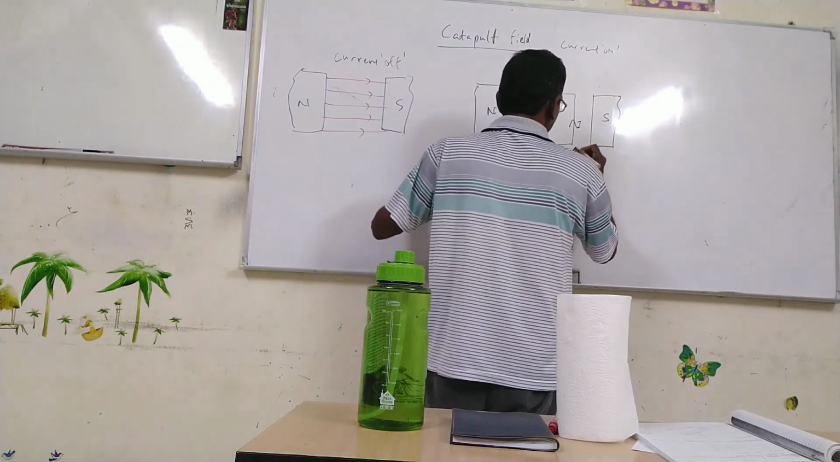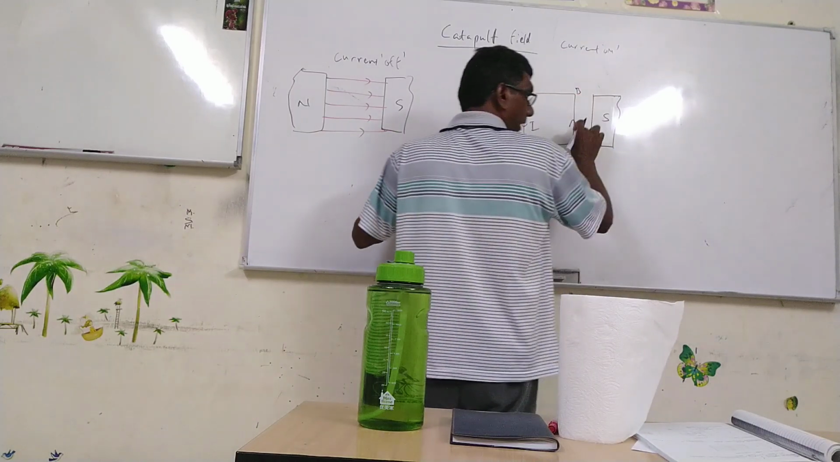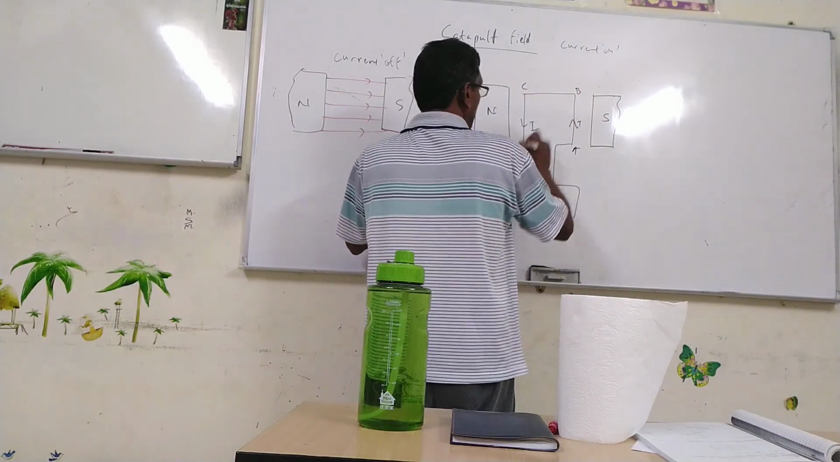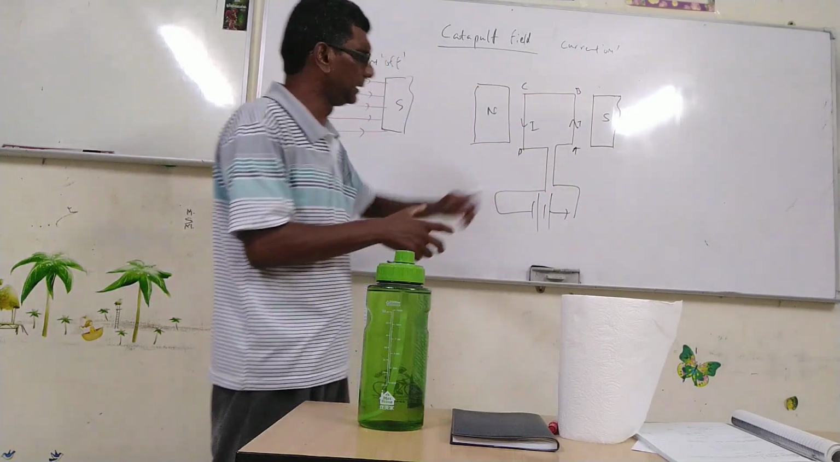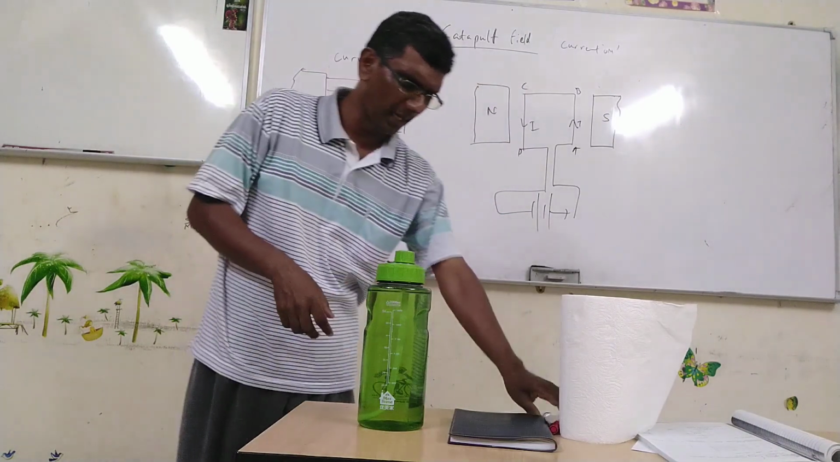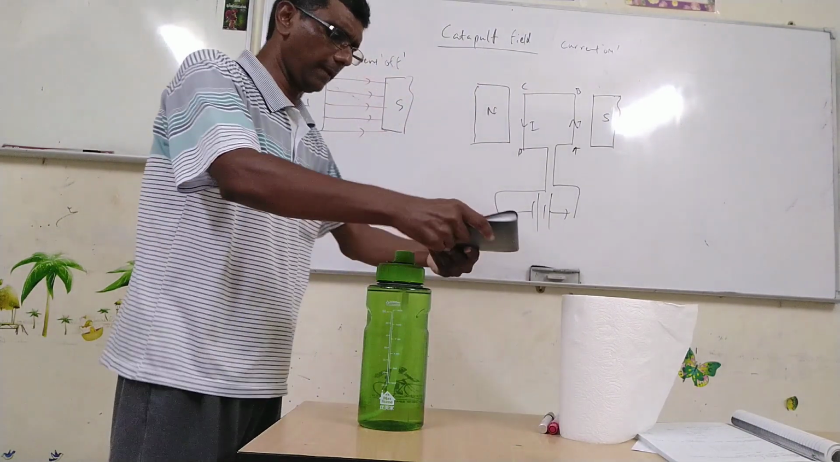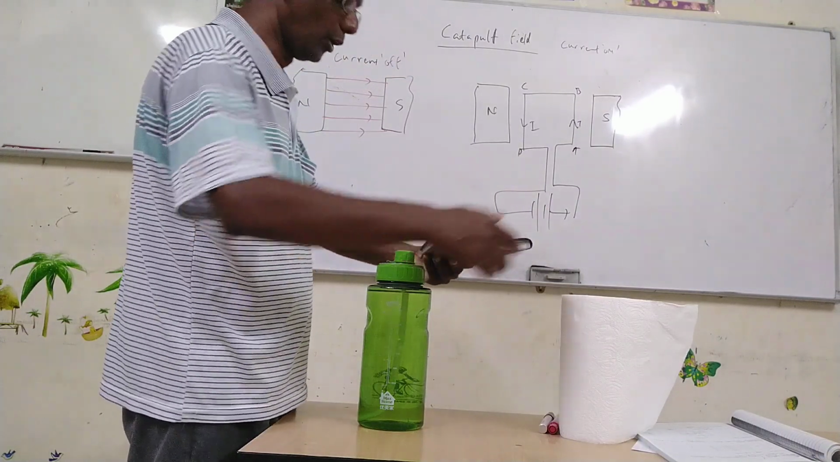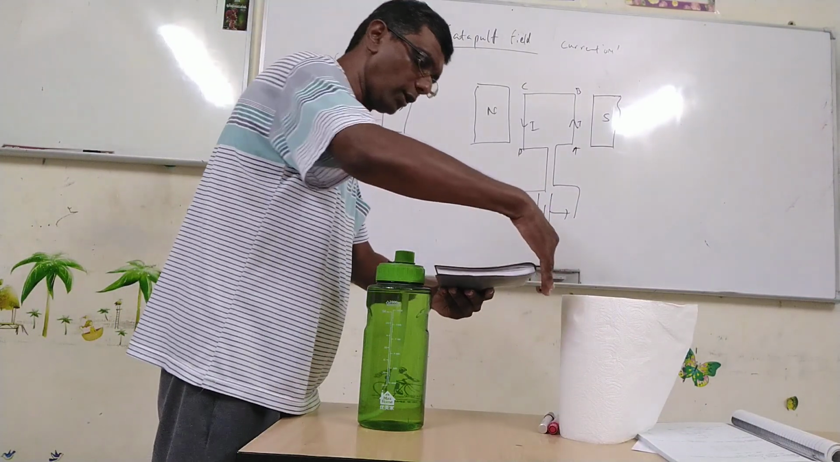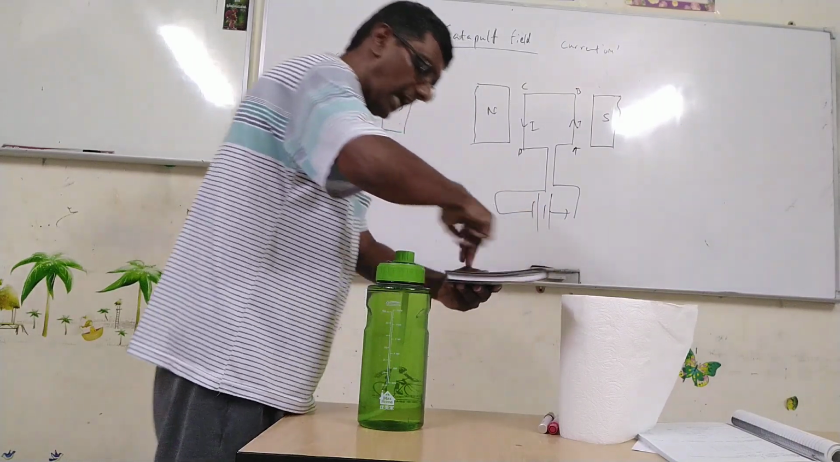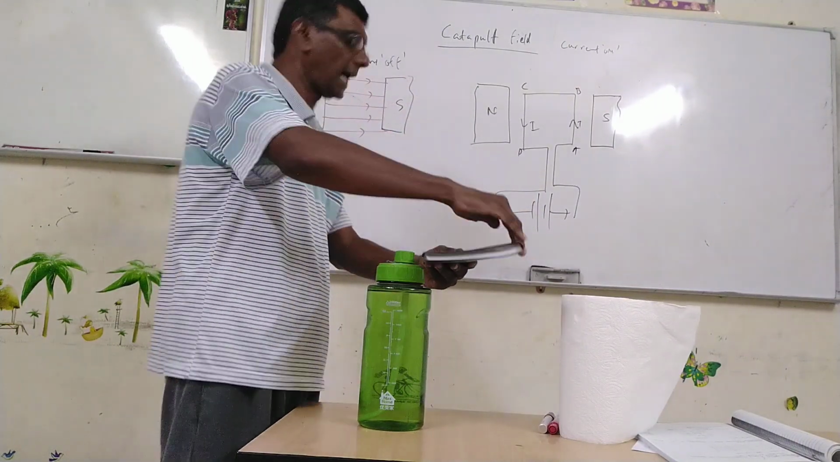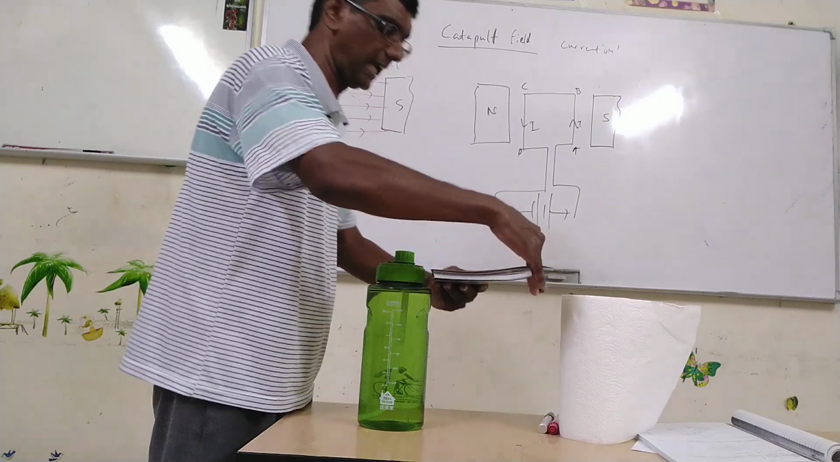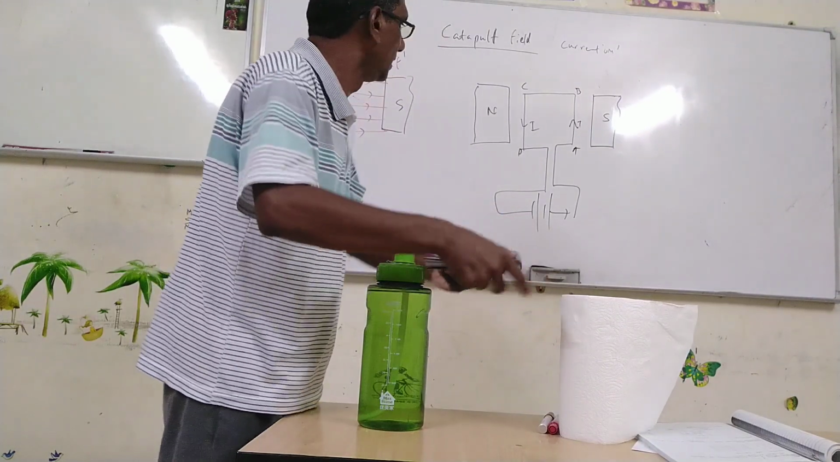AB is near the south pole. CD is near the north pole. So as a result, the current is going in this way and going out this way. So I look at wire AB first.